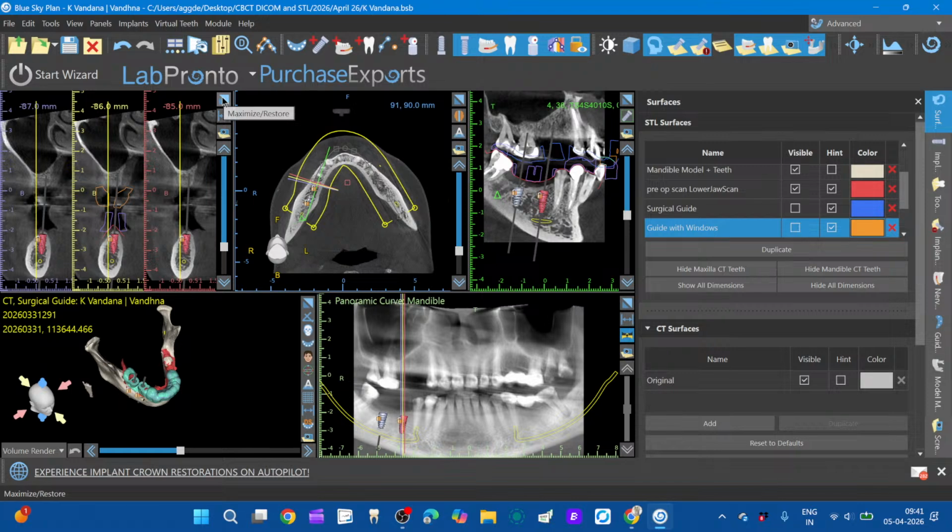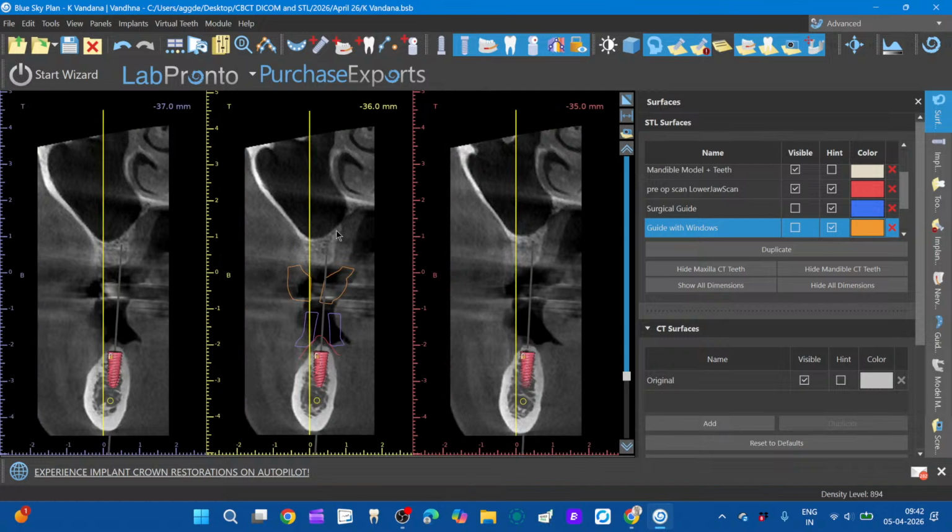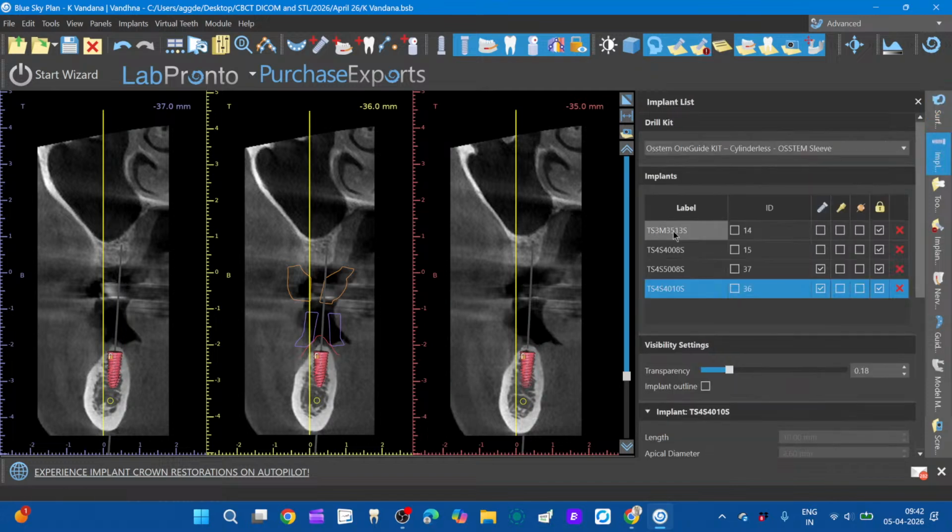You know how to shuffle between these windows? Hmm? So unless you practice at home, you won't be able to understand what I'm doing. Okay, so this is the cross section in the 4.6 area. So the implant size here is, you go to the implant section and then you will know the implant size is 4 into 10, TS4 4 into 10.